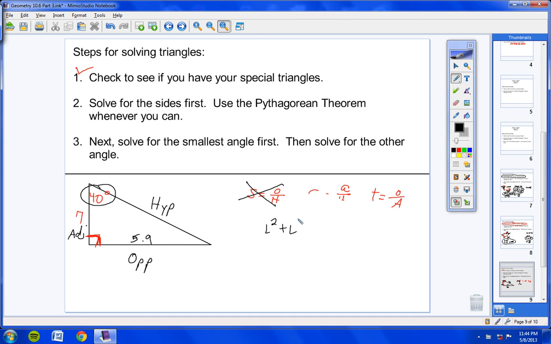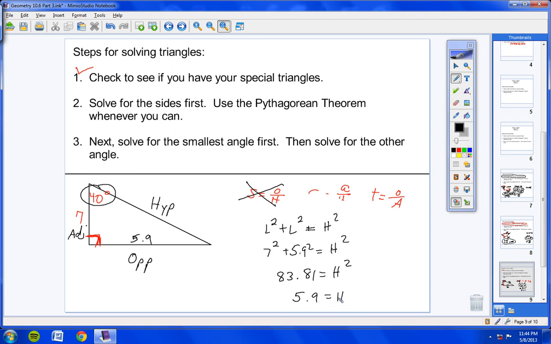So L squared plus L squared equals H squared. One leg is 7, the other leg is 5.9. Square both of those. So 7 times 7 is 49, plus 5.9 squared, which would be 34.81. Add those two together and you get 83.81. And now take the square root of both sides. You get 9.1.